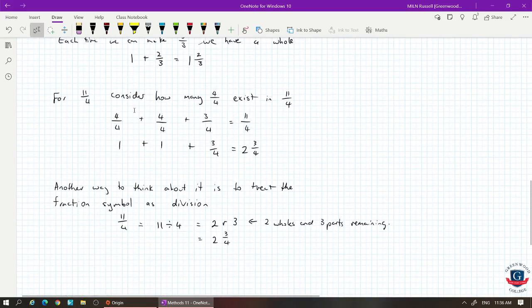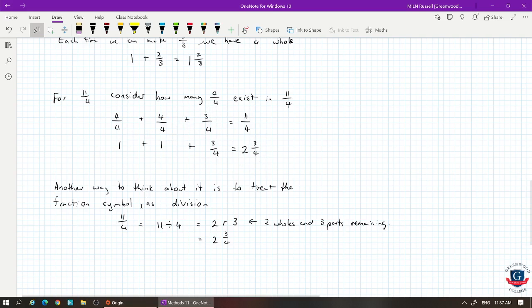For 11/4, we could do the same thing. How many 4/4s exist in 11/4? Well, 4/4, that only gives us 4 parts, plus another 4/4, that would give us 8 parts, plus another 3/4, that would give us our 11. We've got 2 wholes and 3 parts out of 4, which is where this comes from here. 2 wholes, 3 parts out of 4.